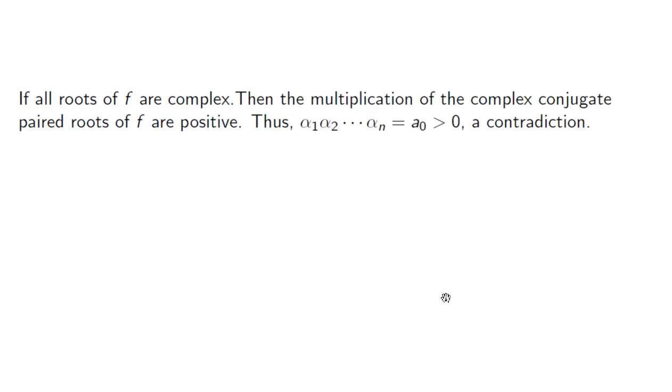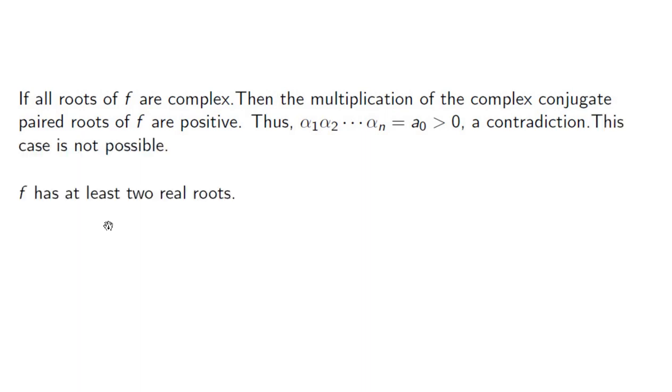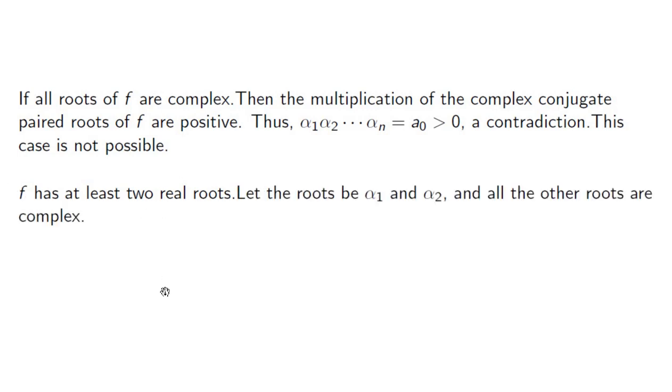Now, if all the roots of f are complex, then the multiplication of all the complex conjugate pairs of f is positive, and thus the multiplication of all the roots of f, which is a_0, is also positive, which is a contradiction since we have a_0 less than 0. So all the roots of f can't be complex, and since f has an even number of real roots, f has to have at least 2 real roots.